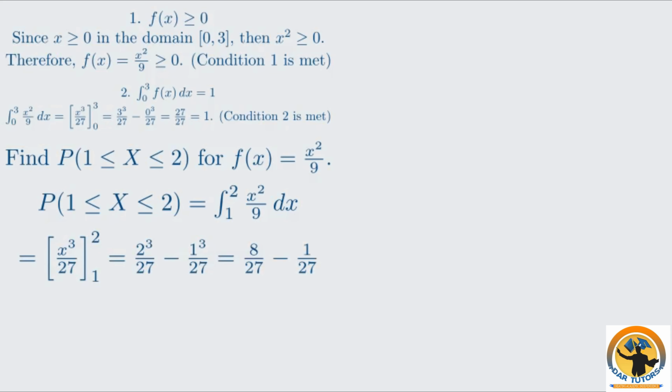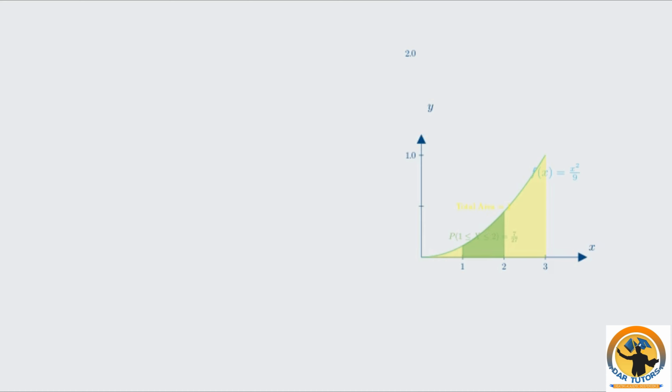Let's visualize this. Here we have the graph of our function, a simple parabola. The total area from 0 to 3 is 1. The area we just calculated, the probability p of x being between 1 and 2, is this shaded region here. It's the fraction of the total area that corresponds to our interval of interest.